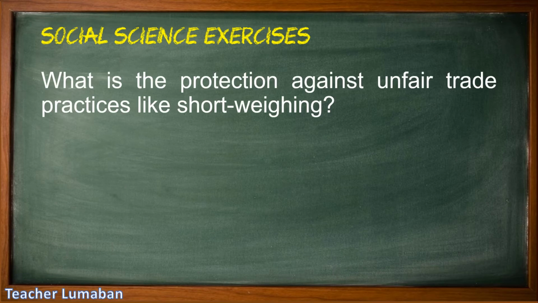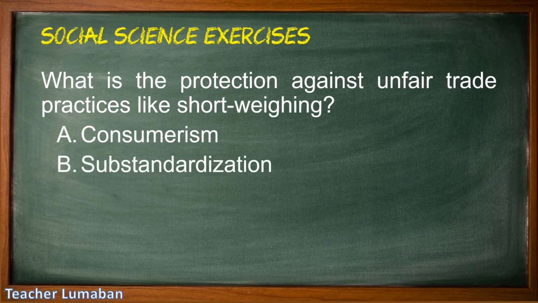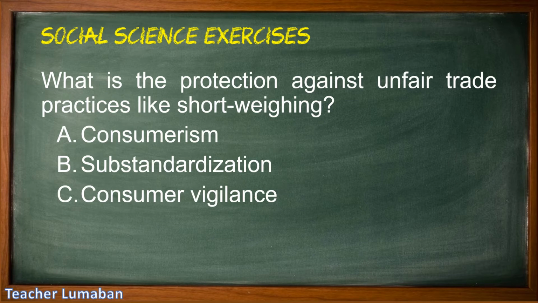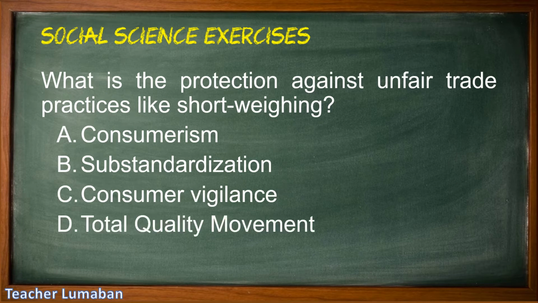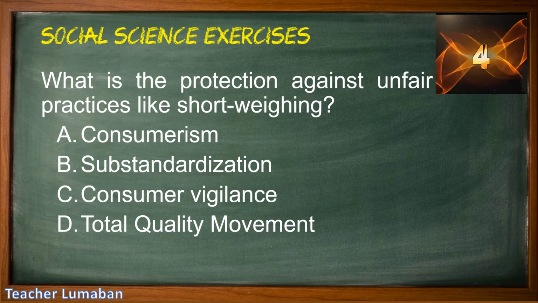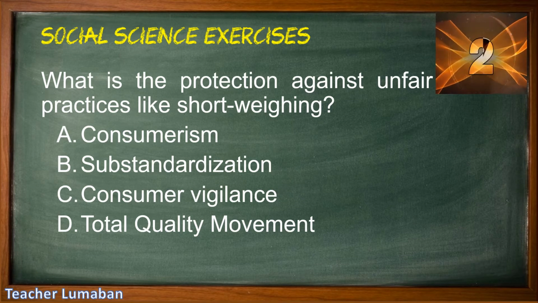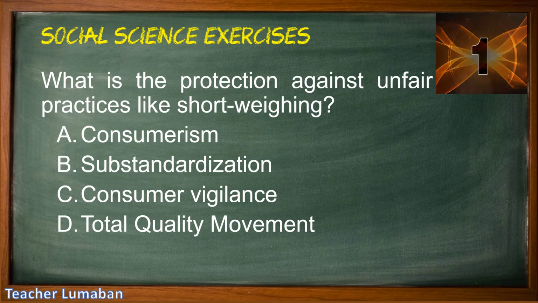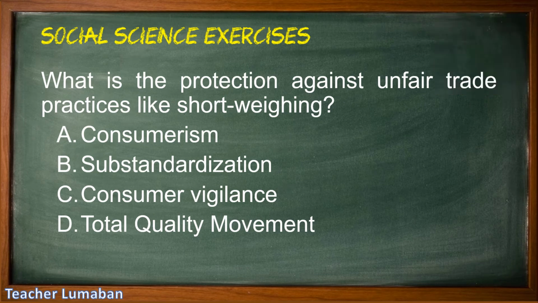What is the protection against unfair trade practices like short weighing? Letter A, Consumerism. Letter B, Substandardization. Letter C, Consumer vigilance. Letter D, Total quality movement. Please choose the suitable answer to the following choices in 5 seconds. 5, 4, 3, 2, 1. The correct answer is letter C.